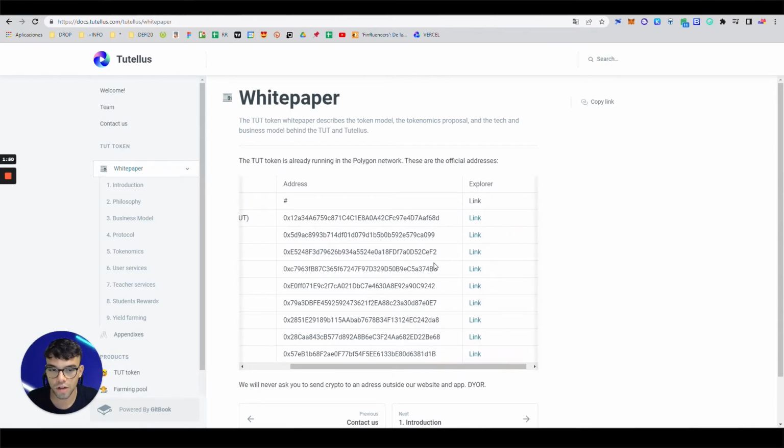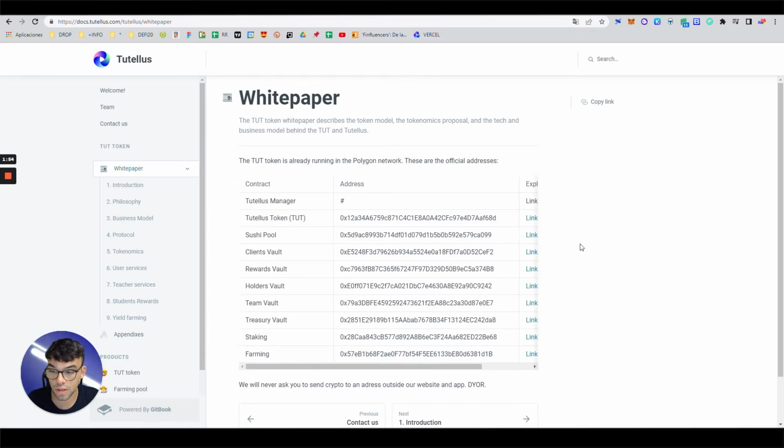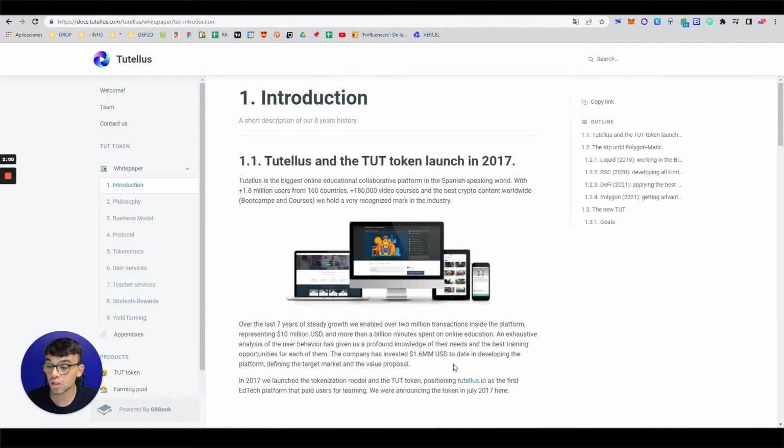If we get to the white paper, we see once again all the addresses in this case, and you see the link of the Explorer that drives you just right to that address and all the information found on the blockchain, totally transparent and immutable. But if we go to the introduction, here we can see what the Tutellus TUT token journey has been. And let me tell you that this is totally interesting to have a look at, because the journey has been increasingly long and with a lot of experience acquired by the time, since all started in 2017.